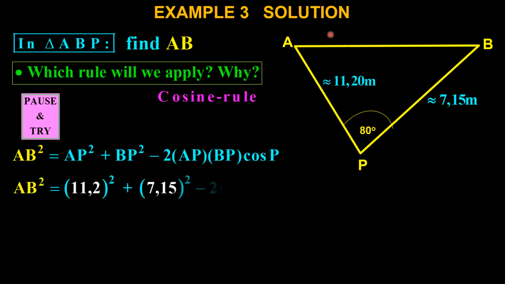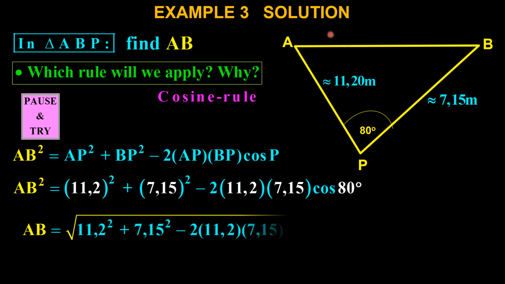Let's do the substitution, and there we substitute those measurements as given there. AP is 11,2, BP is 7,15, and because we want AB, we find the square root. You don't have to write it down; you can calculate that, leave the answer on your calculator, find the square root, and then use the answer, whichever way. And there we calculate AB's length is 12,2 meters. And there we solved our problem.